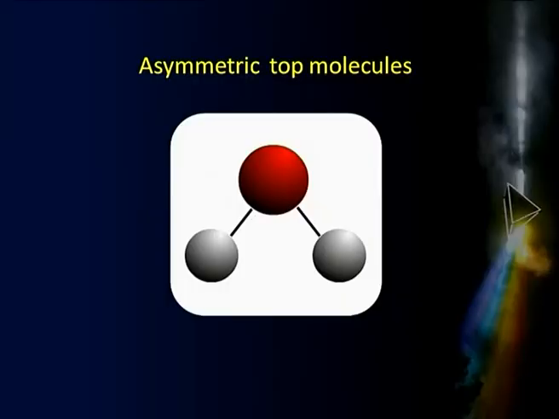And lastly, we have asymmetric top molecules, say a molecule like water. In such cases, none of the inertias are equal to each other. So, IA is not equal to IB, is not equal to IC. Such molecules are designated as asymmetric top molecules.